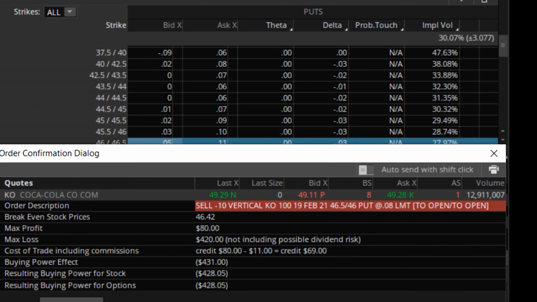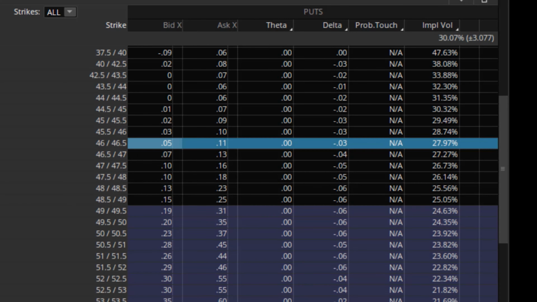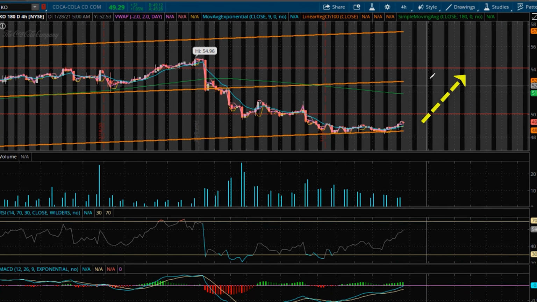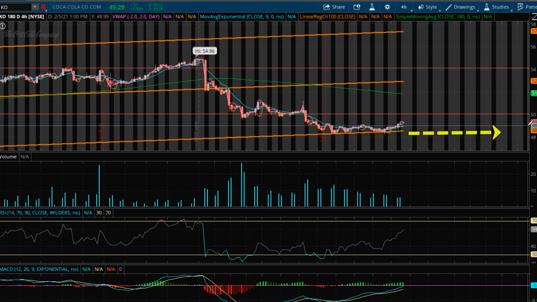Now, typically you would think, hey, that's not really a good risk to reward ratio, and it's not. But the thing is, you have a very likely chance that it is going to go in your favor because your goal is literally just for Coca-Cola stock to not touch $46.42. So when you're trading these credit spreads, Coca-Cola could go up as much as it wants. You're still going to make the same $80. Or Coca-Cola stock can move sideways and not even go up. It could literally just move sideways.